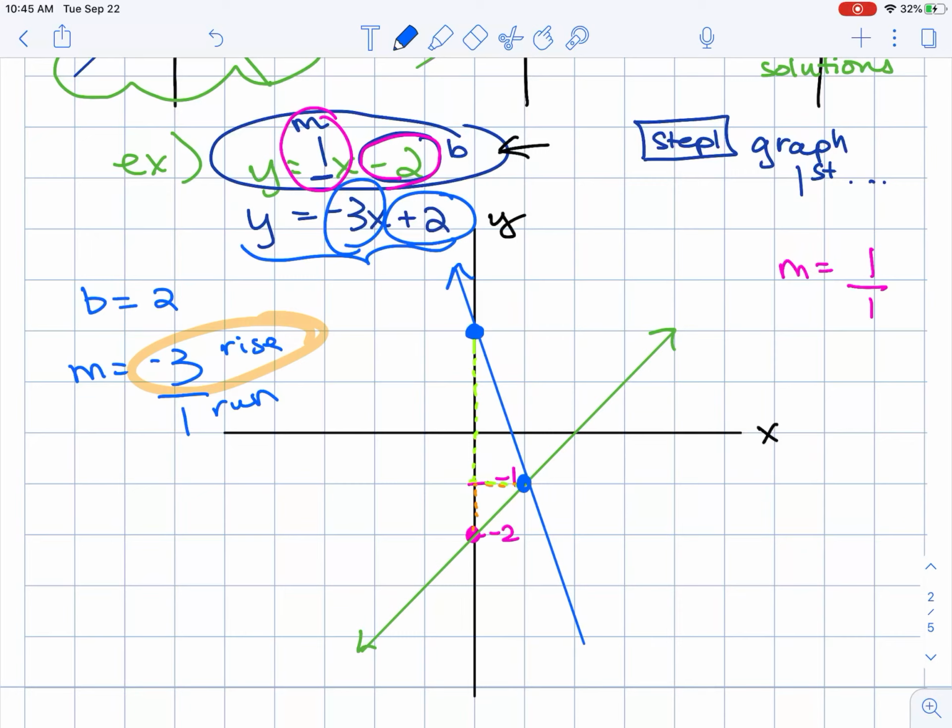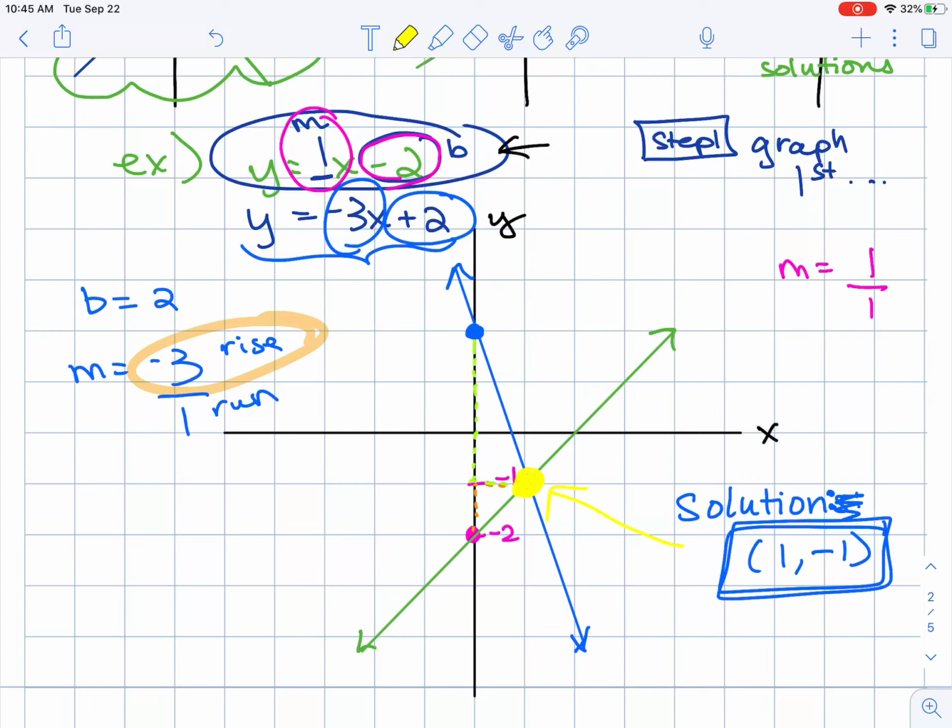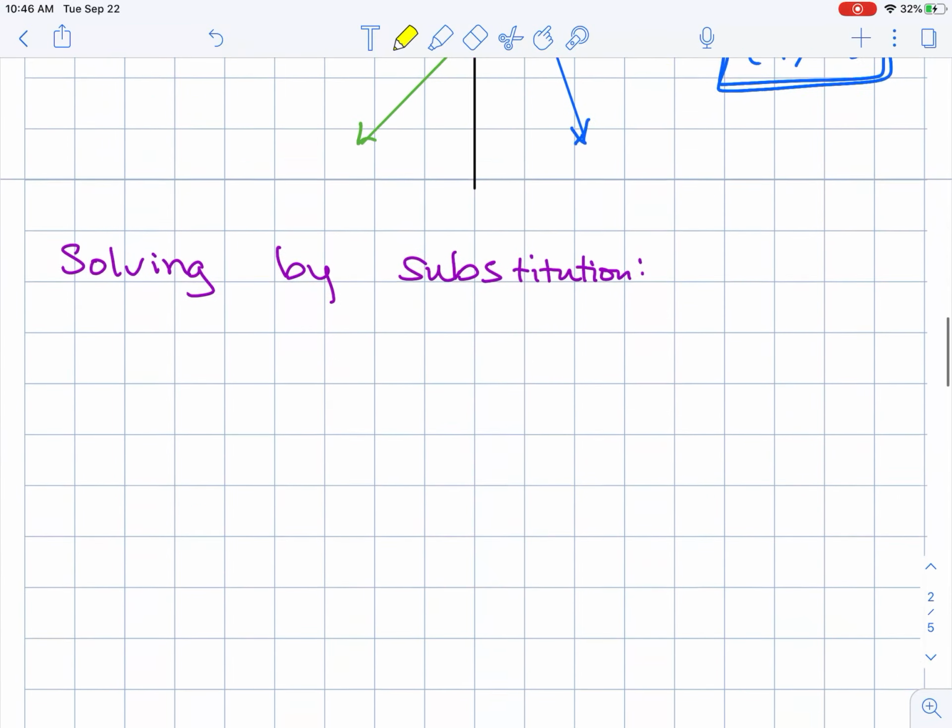Okay, so look at that. Did we intersect at the same point? Yeah, so what's our solution? Remember, the solution is the intersection. So our intersection is this point at 1, negative 1, and that is our solution. So our solution is this point right here. Okay, so that's how we find a solution by graphing.